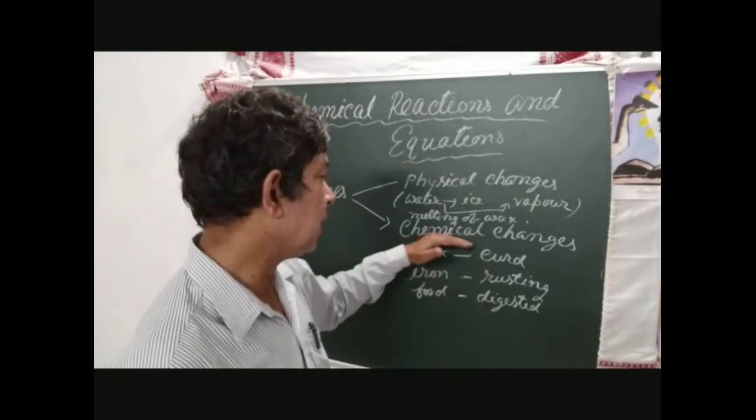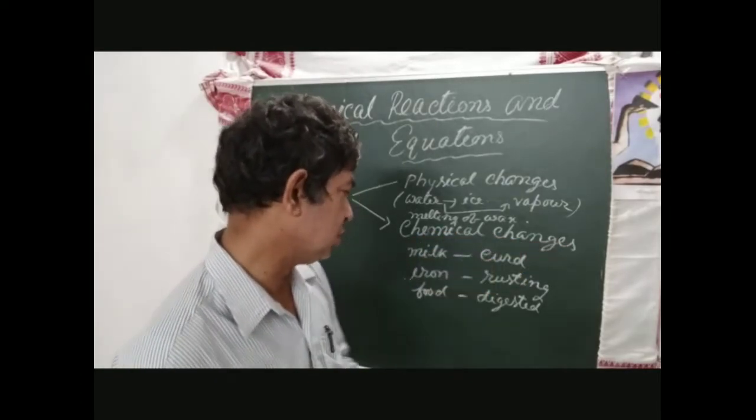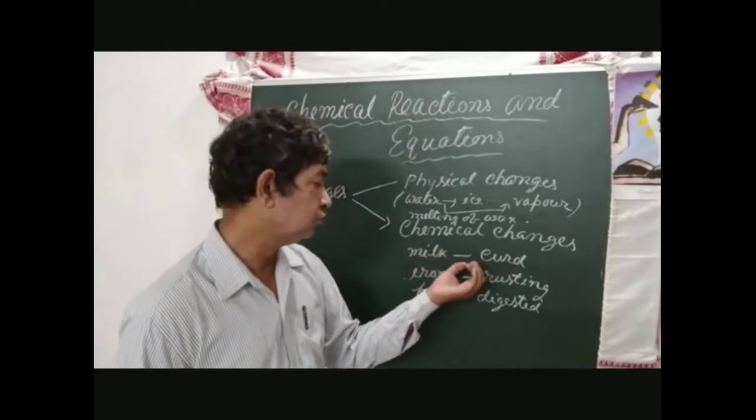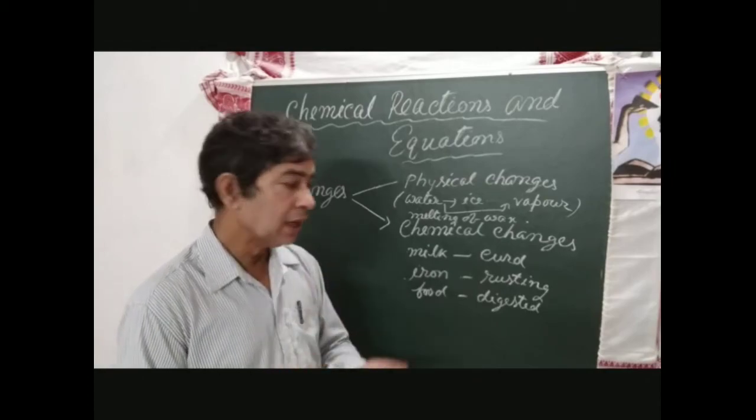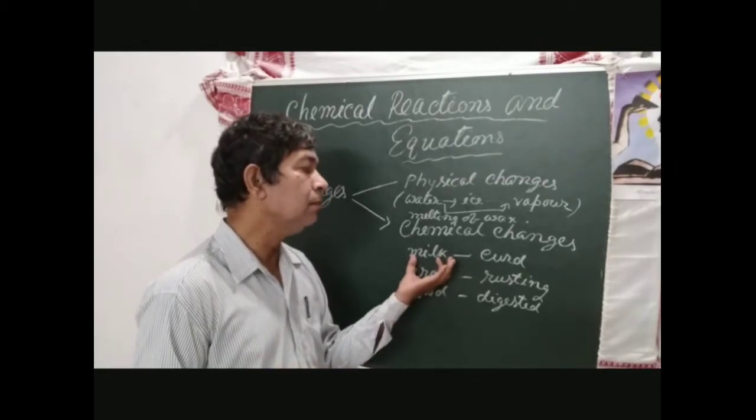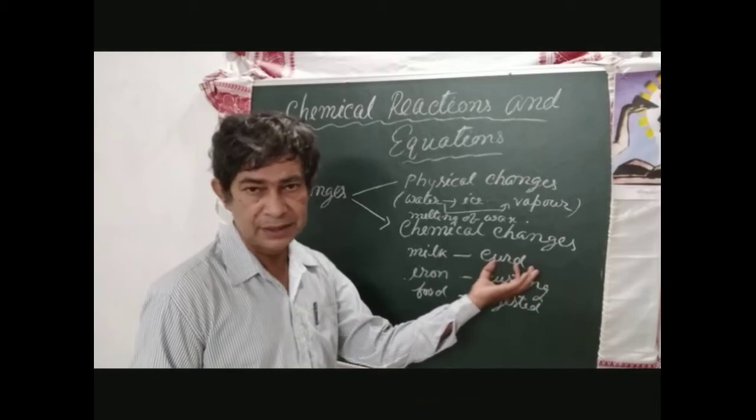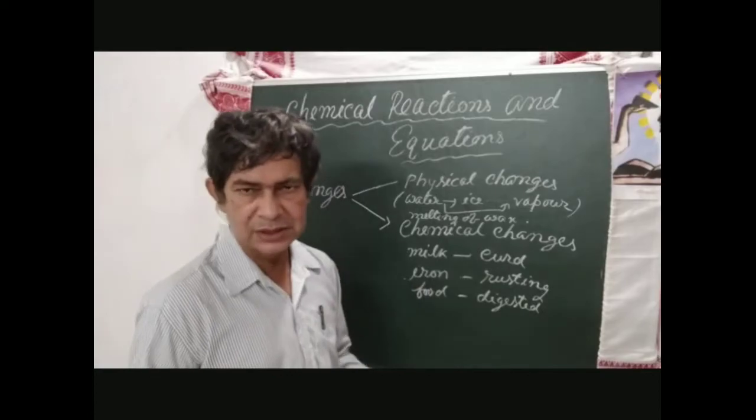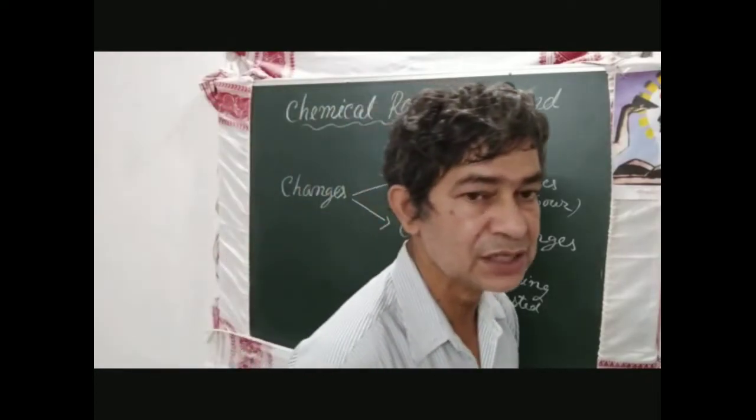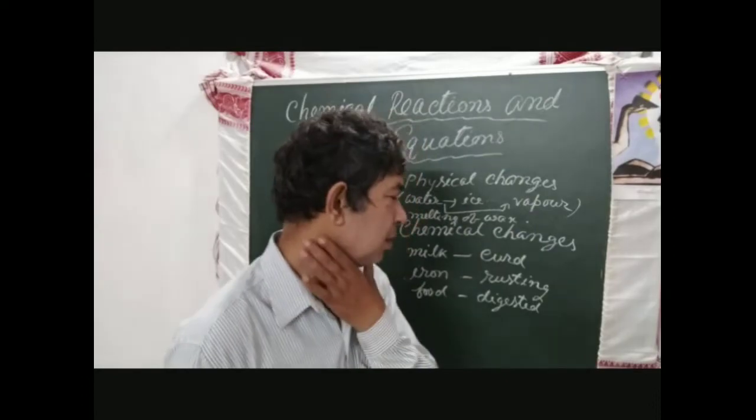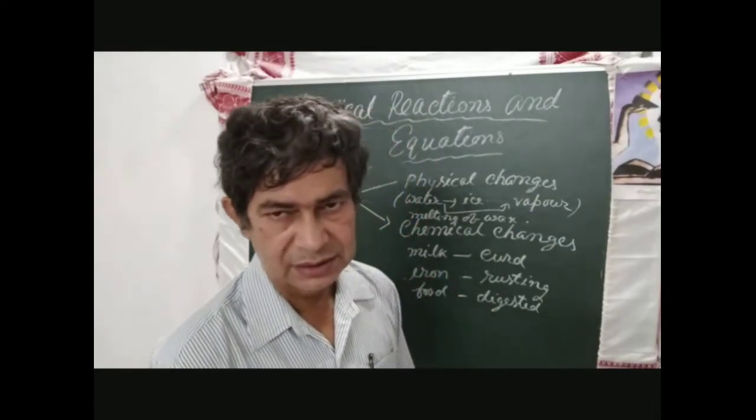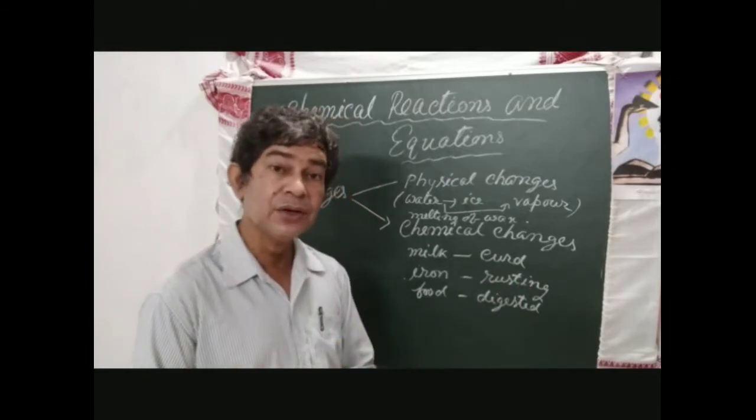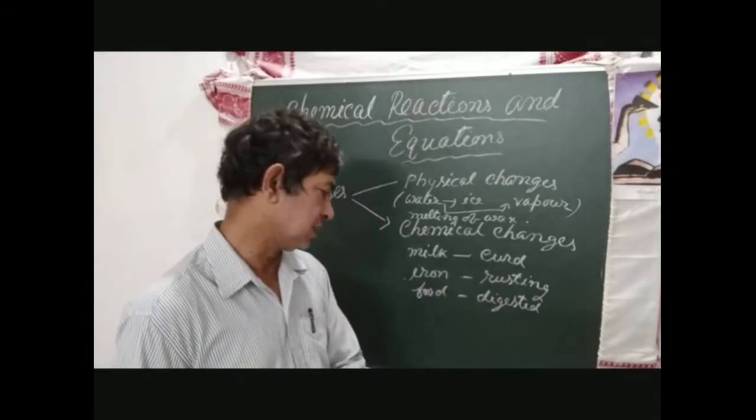On the other hand, the other change, which is chemical change, like milk converting to curd: we cannot get back the original milk from the curd by any physical process. Similarly, we notice iron is rusted when it is exposed to water and humidity. But we cannot convert this rust to iron again. We cannot get back iron from the rust.